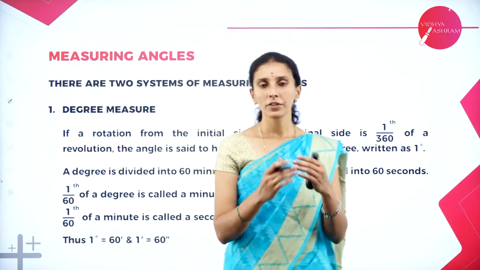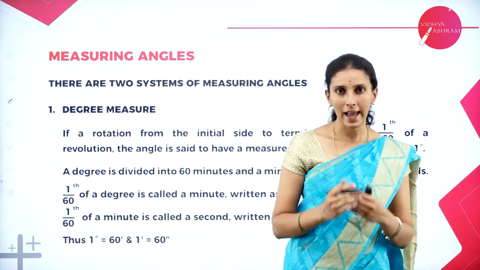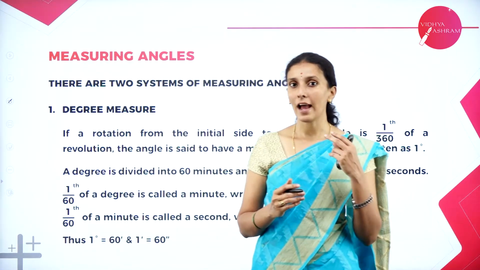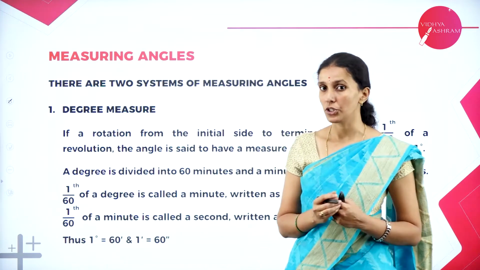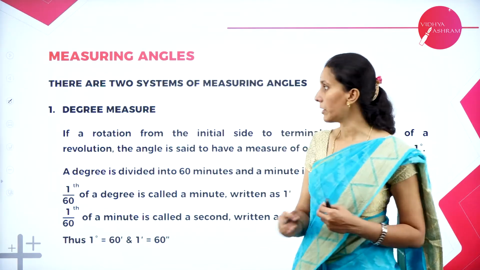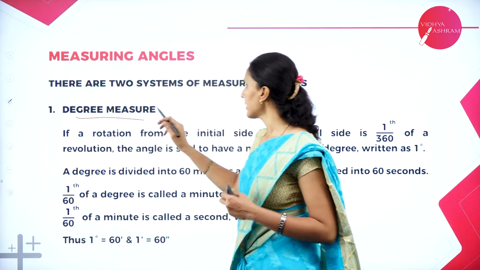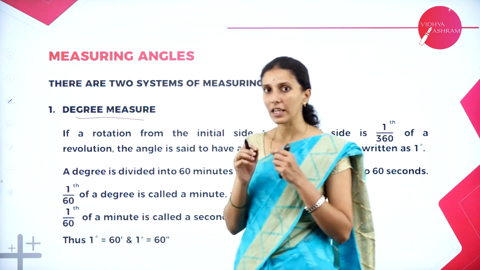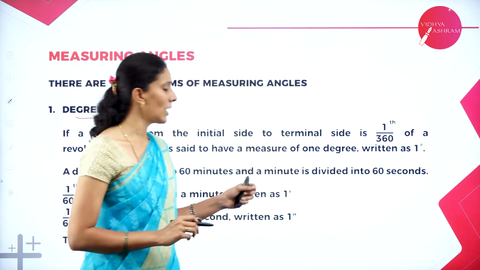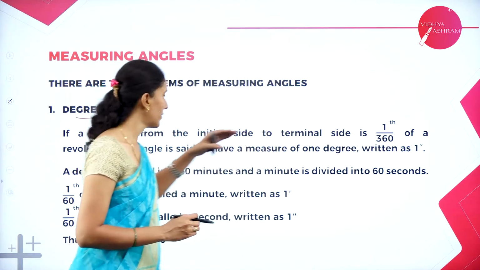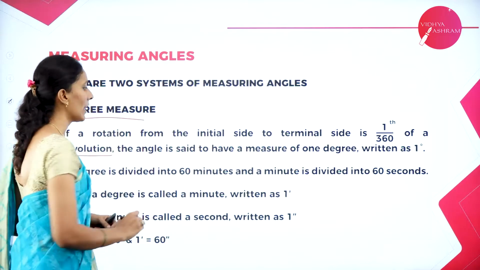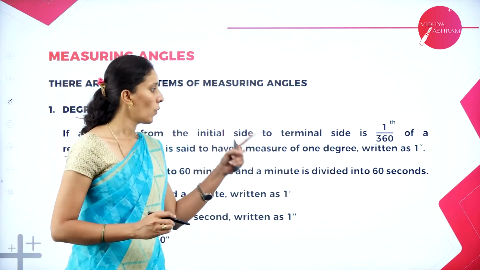Now coming to how we will measure an angle. To measure an angle, we have two types. One is degree measure, another one is radian measure. Let us see what is degree measure. Degree measure means if a rotation from the initial side to the terminal side is 1 by 360 of a revolution, then the angle is said to be 1 degree.